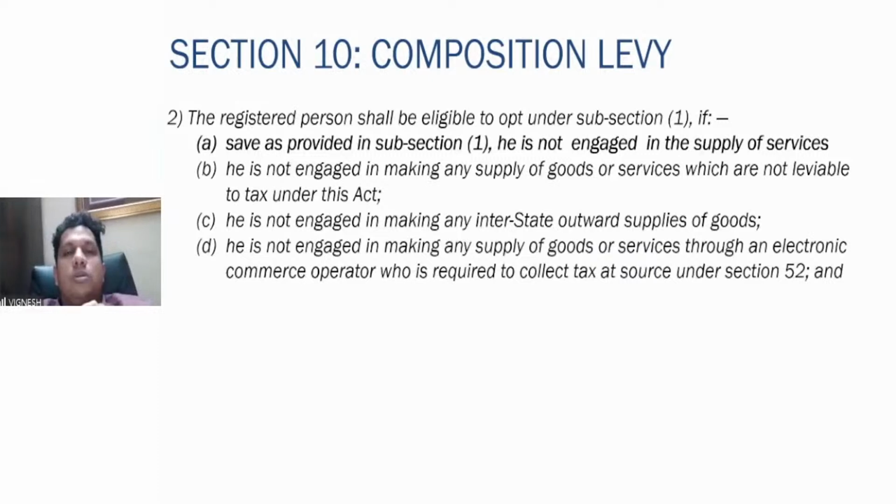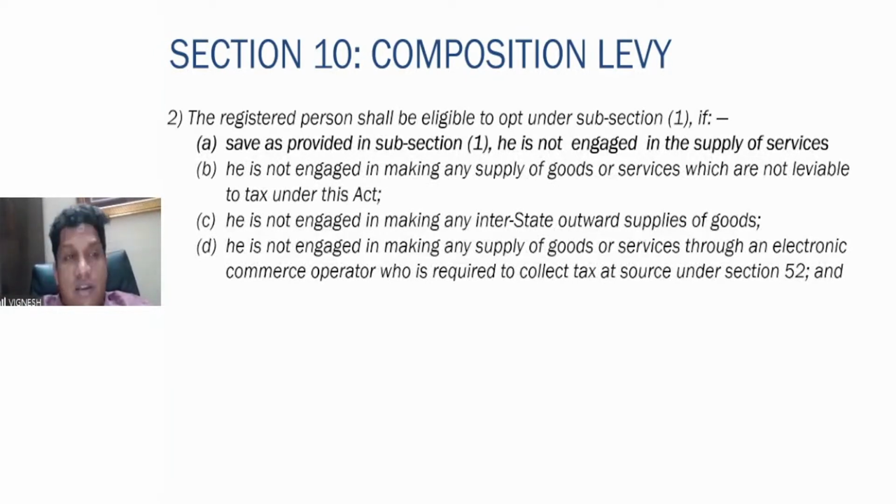Now, subsection 2: the registered person shall be eligible to opt under subsection 1, where, other than what is provided in subsection 1, which is nothing but restaurant services, he is not engaged in the supply of services. That is first. So the registered person is eligible, number one, if other than restaurant services he is not engaged in the supply of services. He can only engage in restaurant services if he wants to apply under the composition scheme. Of course, section 10 subsection 2A is different, which we shall cover, where the composition scheme benefit is also given to service providers.